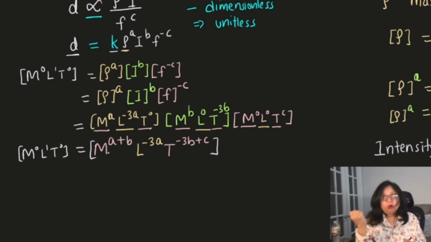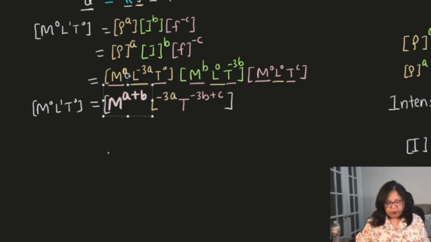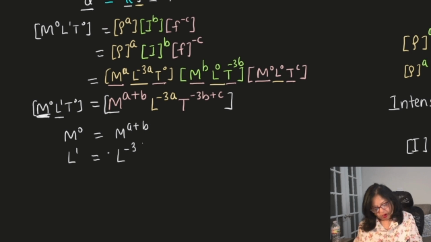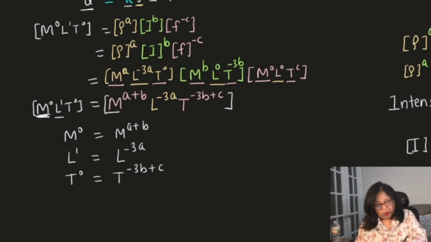What do I do now? This we have done quite a few times by now. What we are going to do is we are going to compare. We are going to equate factors on each side that have same base. That is M to the power 0 on the left hand side equals M to the power a plus b on the right hand side. L to the power 1 on the left hand side equals L to the power minus 3a on the right hand side. T to the power 0 on the left hand side equals T to the power minus 3b plus c on the right hand side. Now, whenever the base is same, which is same in all of these cases, here I'm underlining the bases here.